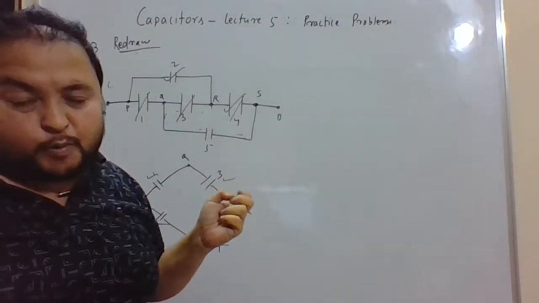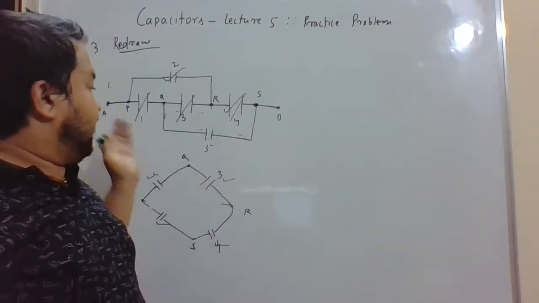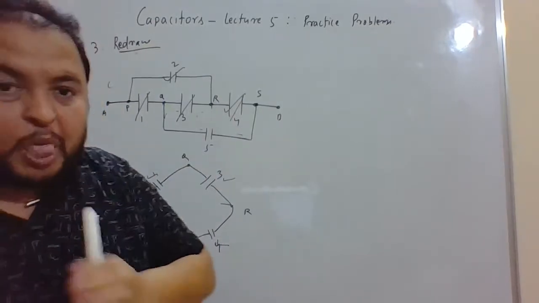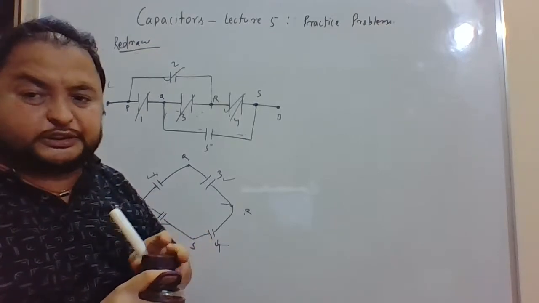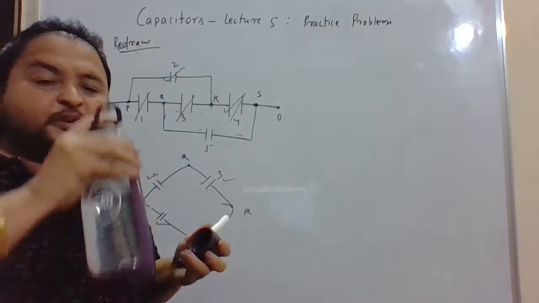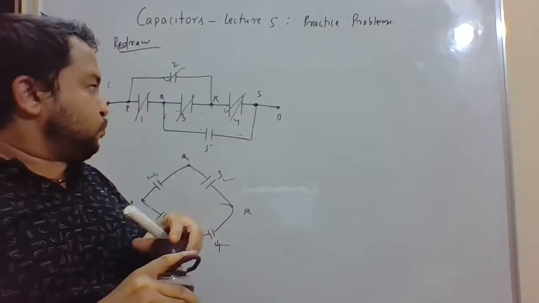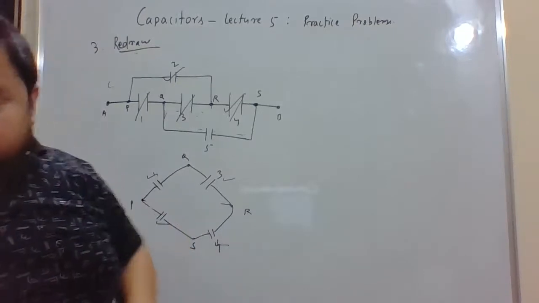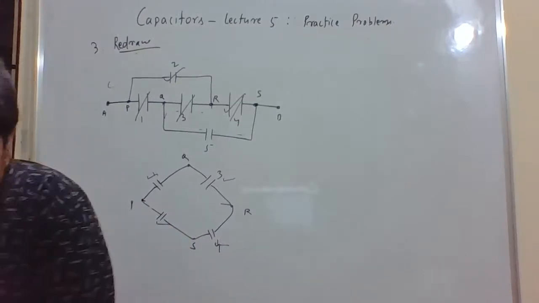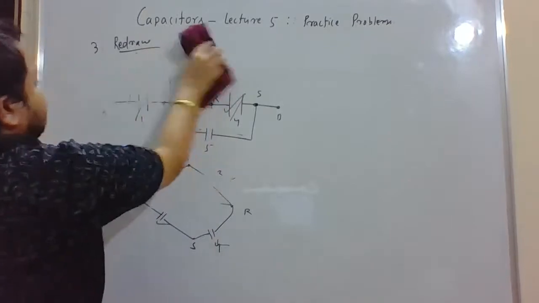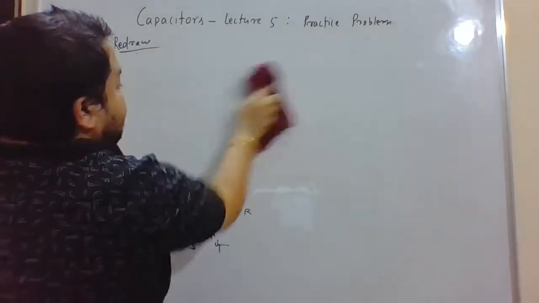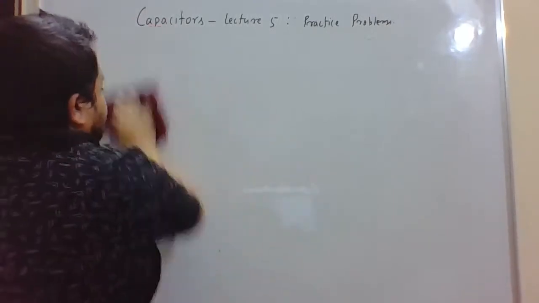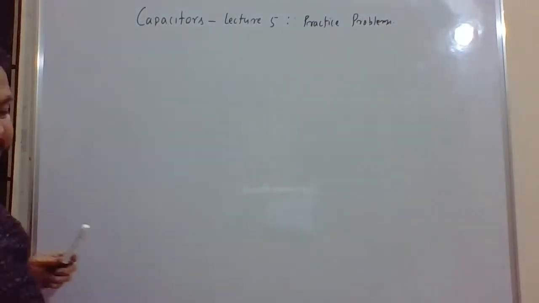So sometimes we would end up doing a bit of redrawing and thereby your problems would reduce into balanced Wheatstone bridge. So as far as your problems reduce into balanced Wheatstone bridge, they become easy. But sometimes, if suppose you have got this as a problem, okay, now we are entering into the fourth pattern, that is when the Wheatstone bridge is not balanced.